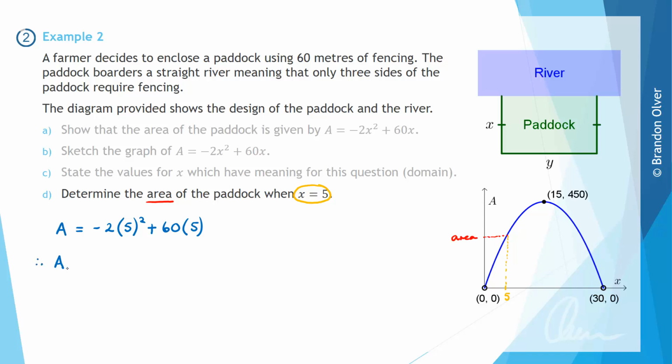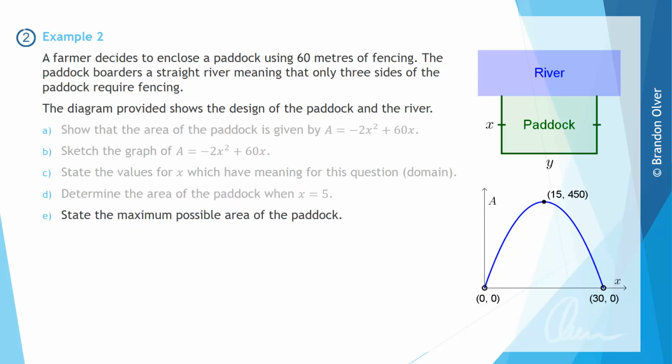So the area is equal to minus 2 times 25, since 5 squared is 25, so all up we'd have minus 50, plus 60 times 5, which equals 300. So the area when x is 5 is equal to 250 meters squared. So that is the answer to part D of this question. So just over on the graph, we know that that area is 250 when x is 5.